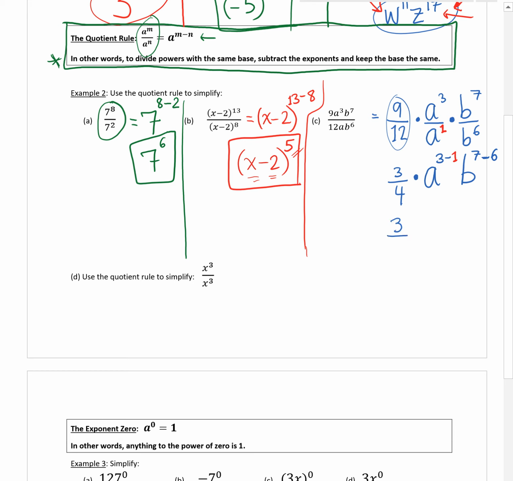We have 3/4, there's nothing really you can do with that. We're multiplying that by A to the power of, let's see, 3 minus 1, that's 2. And then B has an exponent of, let's see, 7 minus 6 is 1. And you know, this is pretty much as good as it gets, although I'd probably get rid of the little multiplication symbols. I'm just going to write 3/4 A squared B.